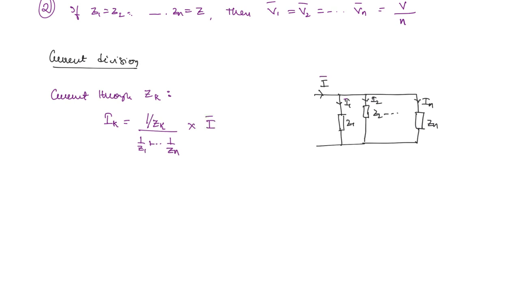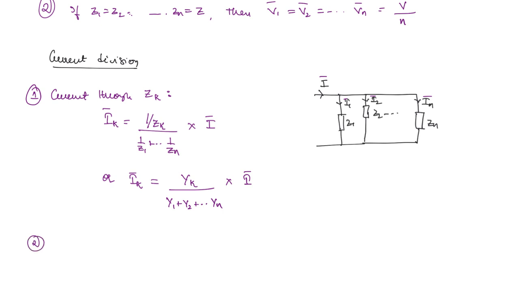So these are all phasors. Don't forget to keep the bar. Here also Ik bar. Now what is the reciprocal of impedance? It is nothing but the admittance. So you can also write Ik bar is equal to the admittance divided by the sum of all the admittances till Yn into the current phasor, total current phasor. So this is the current through the kth element.